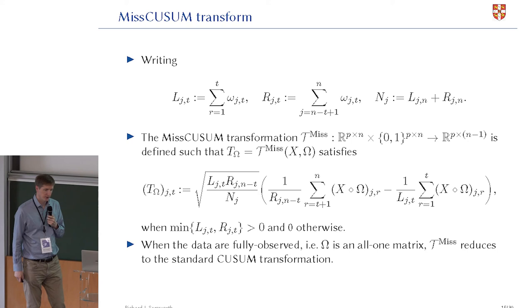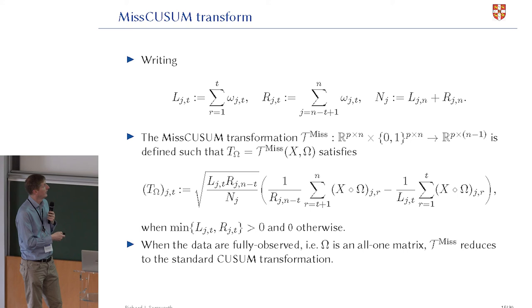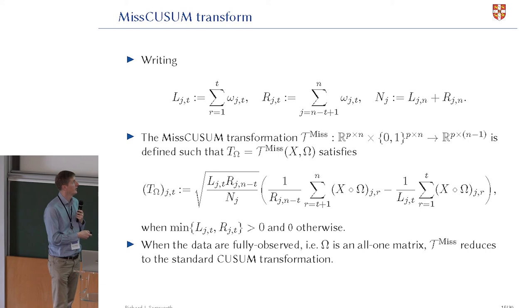So here is the analog of the CUSUM transformation for this missing data setting, called the missing CUSUM transformation. So this is the number of observations that we have to the left of t within the jth coordinate. This is the number of observations we have to the right. So n_j is the total number that we see in the jth coordinate. It's a random number, but we know a lot about its concentration properties. And then this is the missing CUSUM transformation. It looks somewhat similar, but now we're rescaling things by just the number of observations that we see on either side. In particular, if we did happen to observe all the data in a single coordinate, then this would reduce to the original CUSUM transformation of the data.